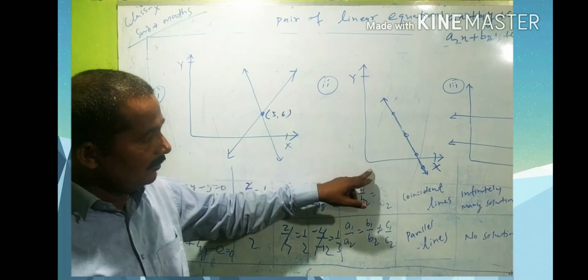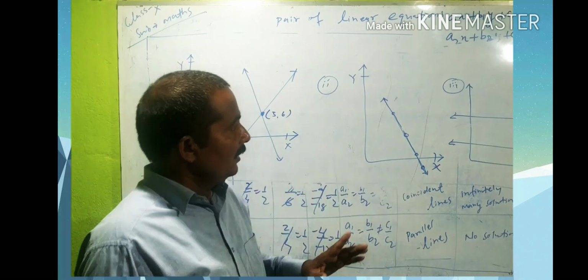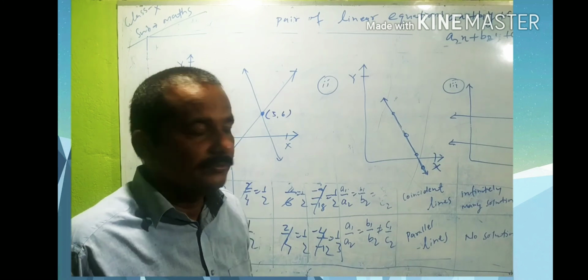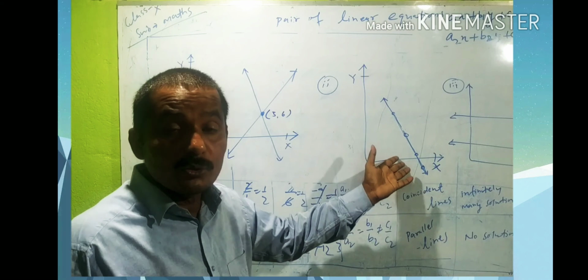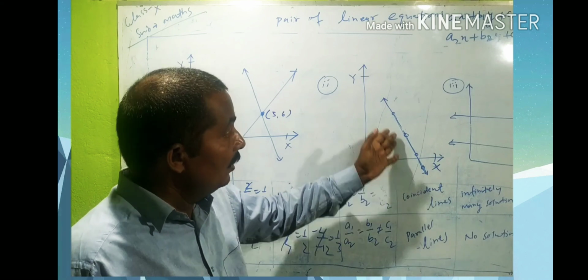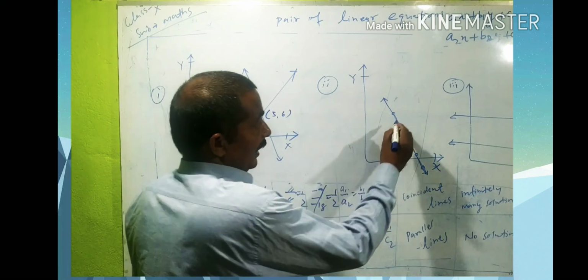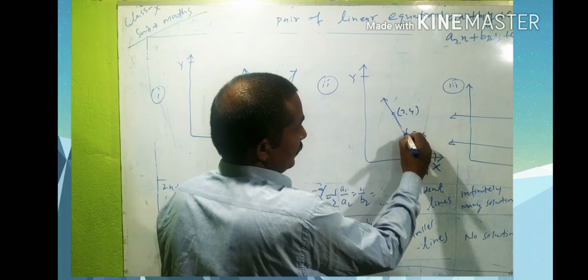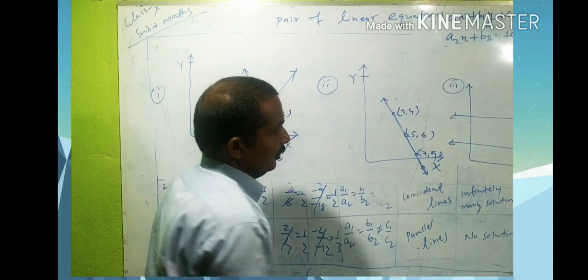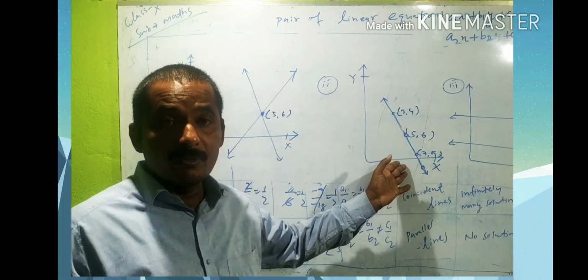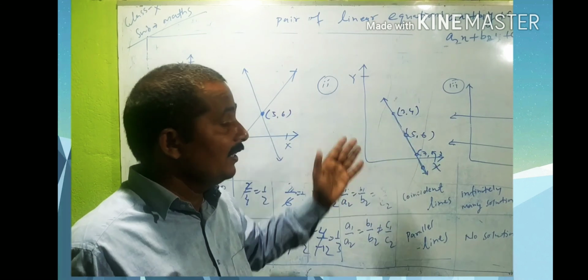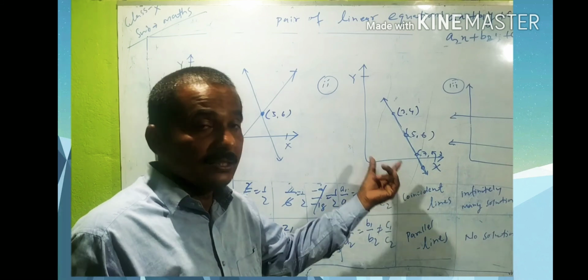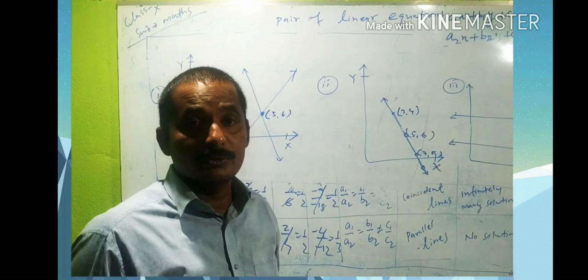Second condition, as I told, both lines might be coinciding. They will coincide with each other as this graph is showing. Both lines are coinciding each other, and so many points. Suppose it is 3 and 4, 5 and 6, 7 and 8. Look here. There will be so many values of x and y which will satisfy the pair of given equations. So in this condition, there are infinitely many solutions.